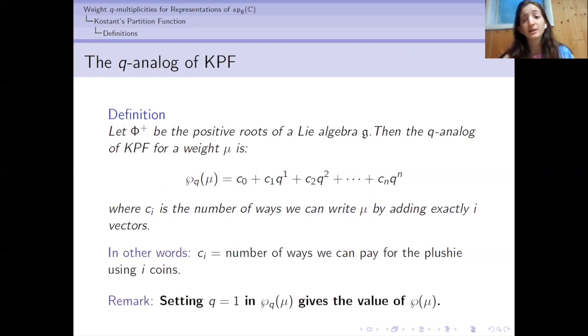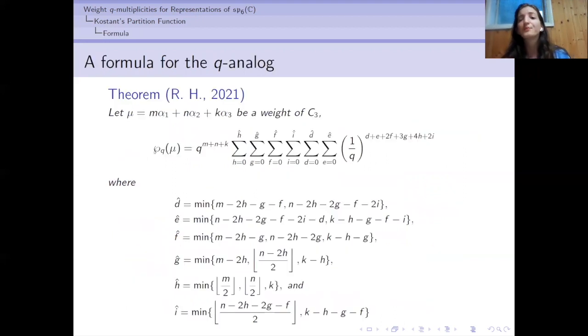The thing about Kostant's partition function and its q analog is that there aren't really closed formulas in general for it. There have been some successes in finding closed formulas for low-rank classical Lie algebras and for some very specific inputs, but there aren't really closed formulas in general. So to add to the literature, we found a closed formula for the q analog of Kostant's partition function for a Lie algebra of type C3, and it turned out to be this really large sum. We won't really talk about it, but that is what it ended up looking like.